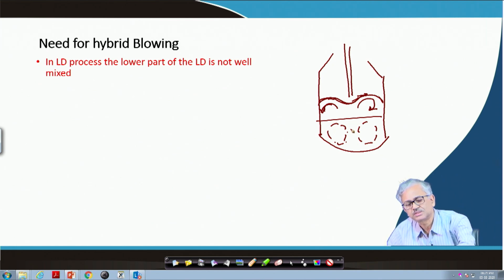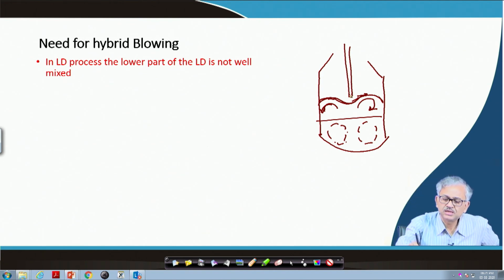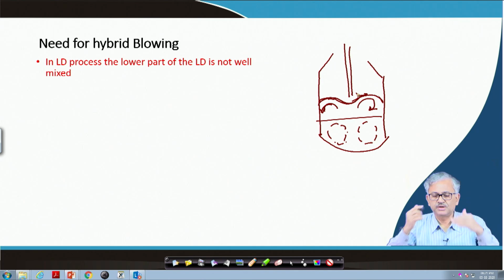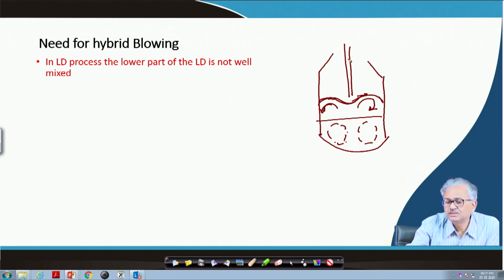The momentum is transferring from the upper loop to the bottom part, because the oxygen jet directly interacts with the upper part of the furnace. If you see the liquid, you can divide it into two parts, upper part and lower part, and the jet interacts basically with the upper part liquid. So, the upper part liquid is strongly stirred, and the lower part liquid is weakly stirred, which is why I have given it by the dotted line. That is the major problem in the LD furnace. In the LD process, the lower part is not well mixed.